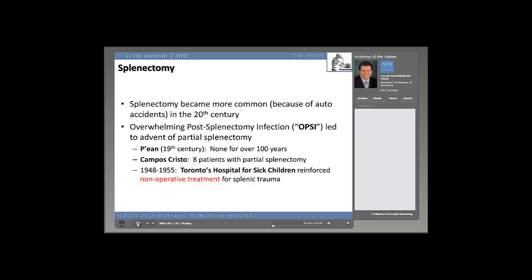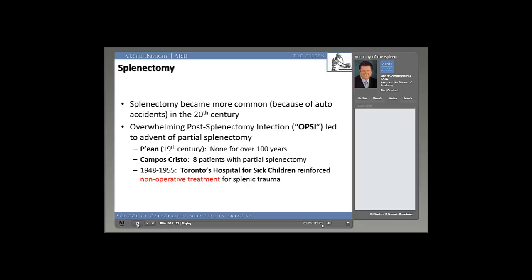Why do I ask you to remember Peon? Because when you do your surgical rotations, one of the large clamps that's used to clamp across vessels, usually the splenic hilum, is called a Peon clamp. You'll be able to impress your surgical attending by telling him the history of the clamp that's used: that Dr. Peon was one of the first surgeons to perform a successful splenectomy.